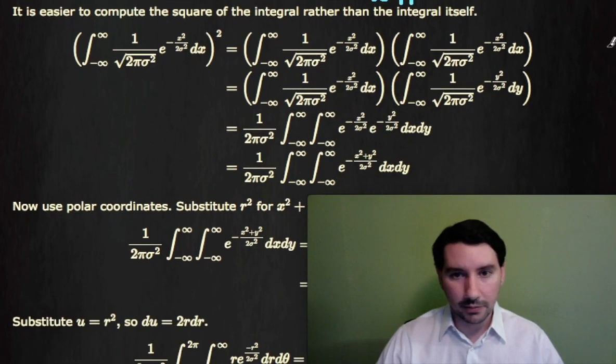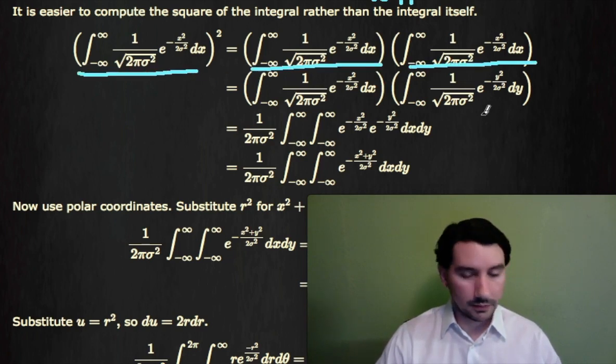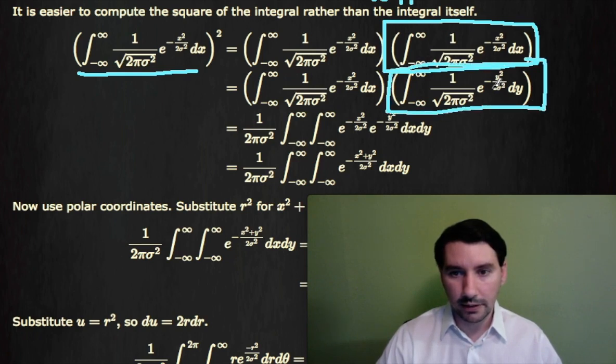The next thing we're going to do is compute the square of the integral, rather than the integral itself, because that actually turns out to be easier. Since we're trying to show the integral is 1, it's enough to show that the square of the integral is 1. And if we square the integral, that means we can write the integral times itself. That's what a square means. And for the second integral, we're going to do this trick where we just substitute y for x. So it's 1 over square root 2 pi sigma squared e to the minus y squared over 2 sigma squared dy.